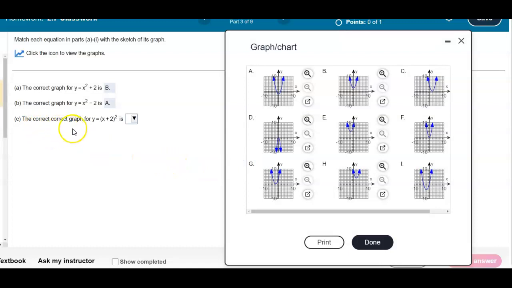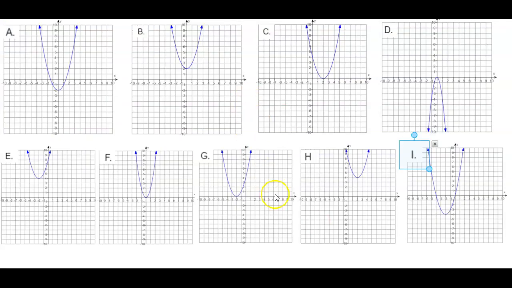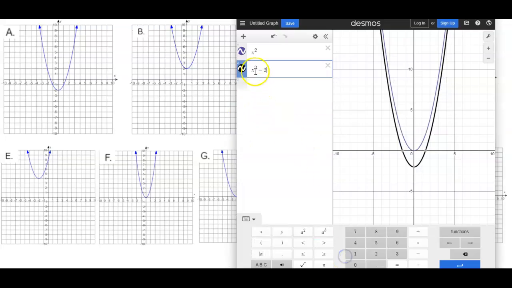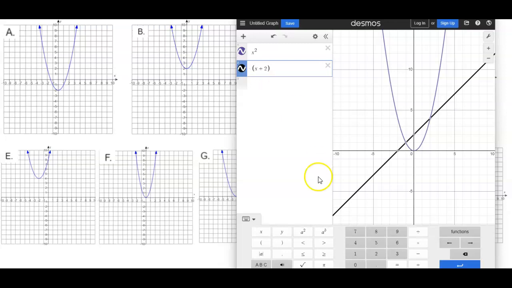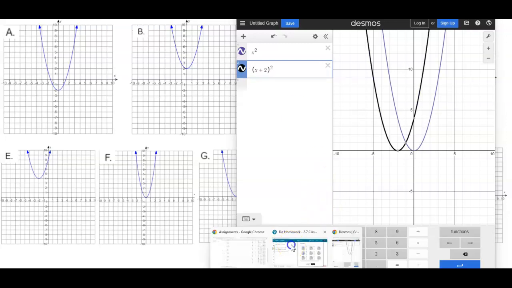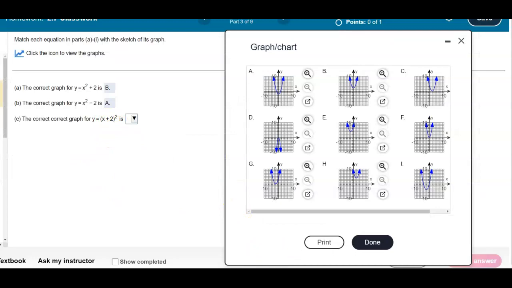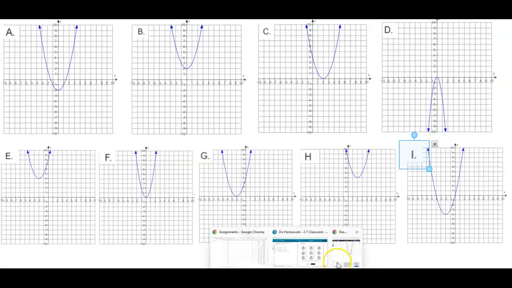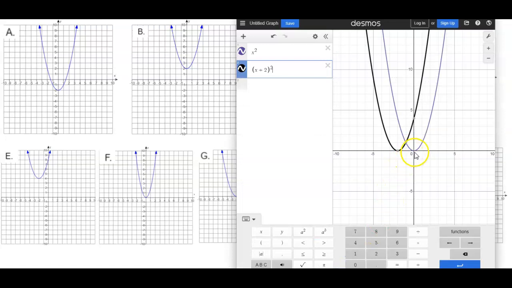Now we want to find out what is the correct graph for y equals x plus 2 squared. So here are our graphs. Let's change this to parentheses, x plus 2, and that's squared. I just want to verify that's what we're looking for, x plus 2 squared. When we put that in there, what's happening is that we're moving it to the left, or translating the graph to the left 2 units.